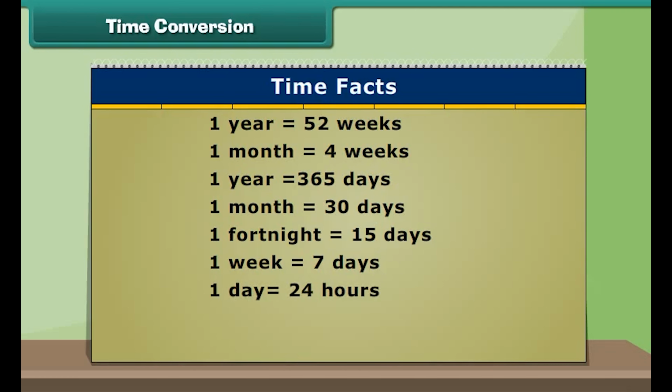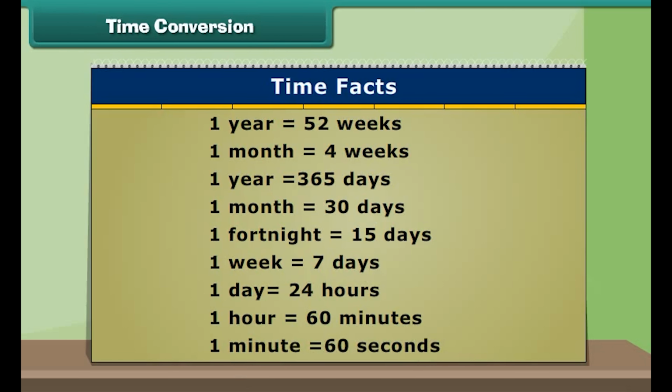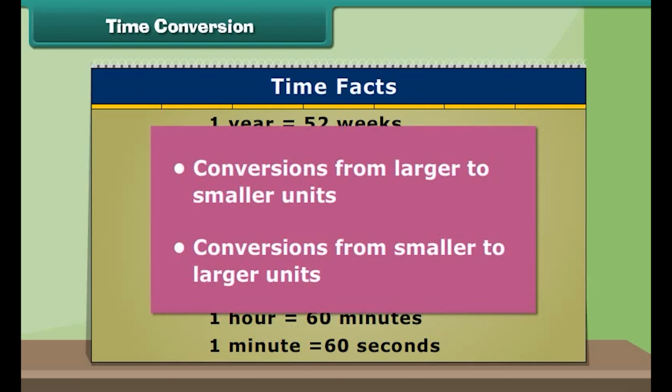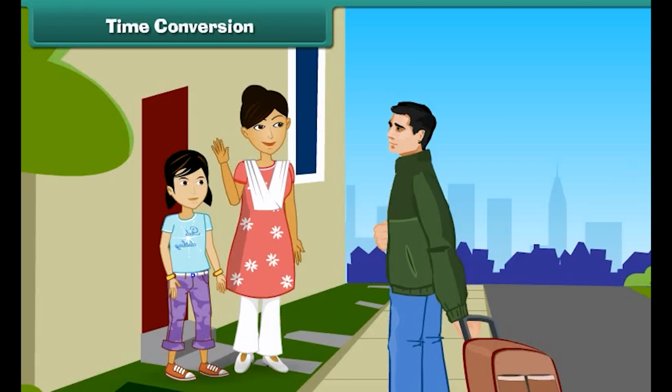1 day is equal to 24 hours. 1 hour is equal to 60 minutes. 1 minute is equal to 60 seconds. Let us put these facts to use and perform conversions from larger to smaller units, and conversions from smaller to larger units. Larger to smaller units.